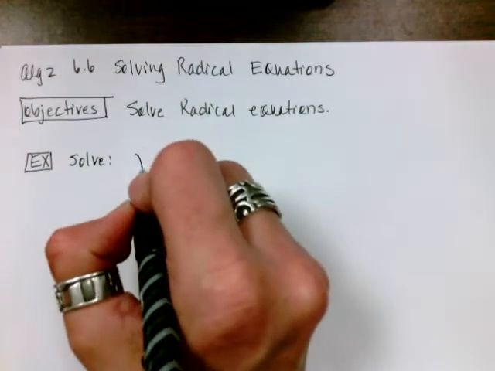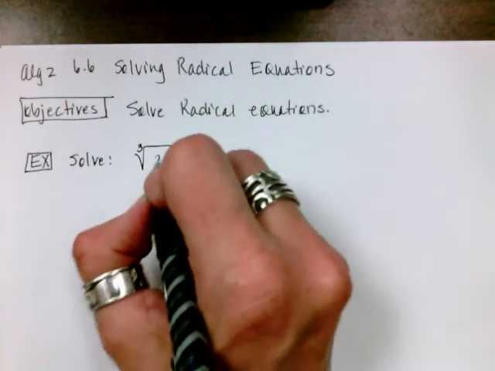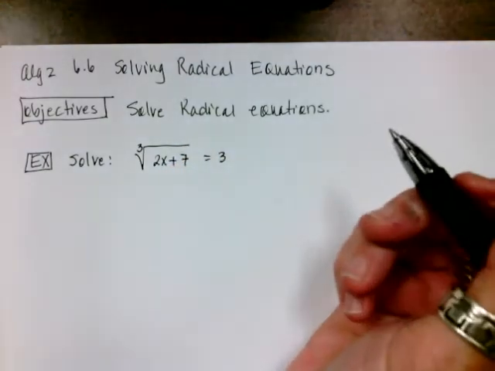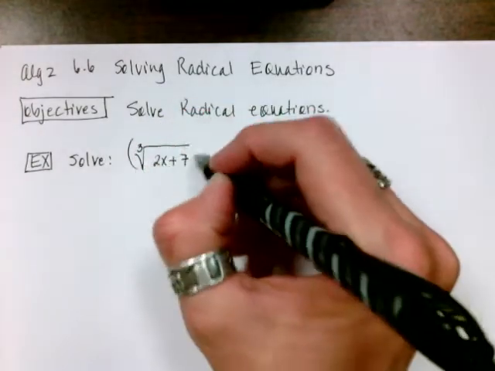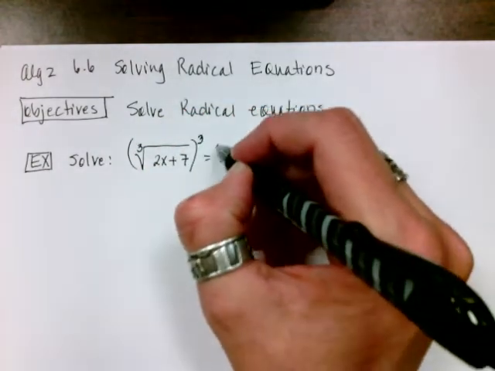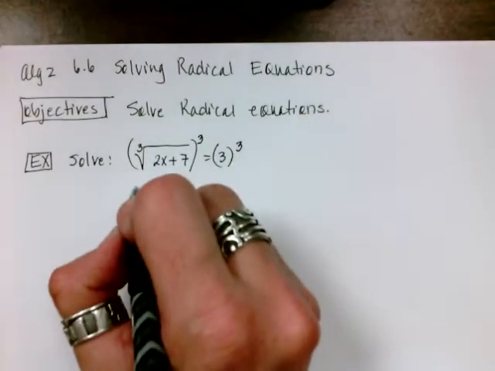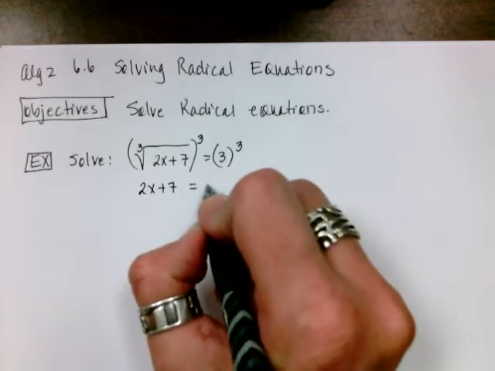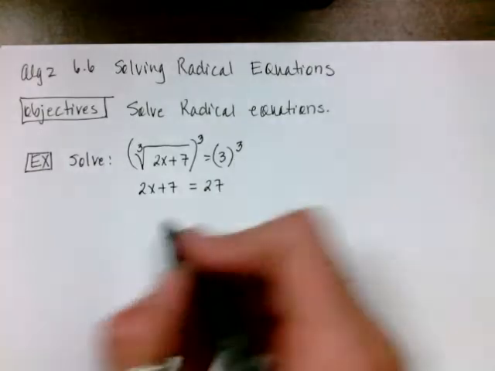Alrighty, so all of these are going to say solve. So the first one is the third root of 2x plus 7 is equal to 3. So to be able to undo the root, I'm going to raise this side to the third power, and I'm going to raise this side to the third power also. So then I get 2x plus 7. 3 to the third is equal to 27. You can do this in your calculator if you don't know those numbers.